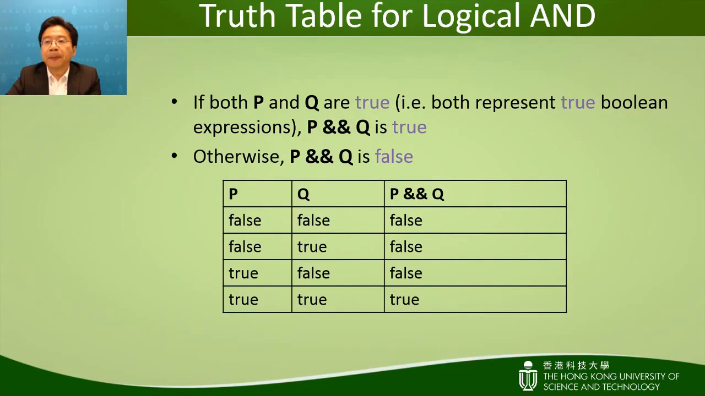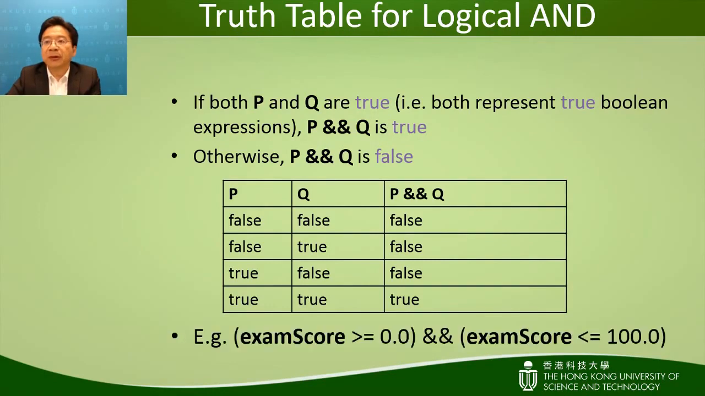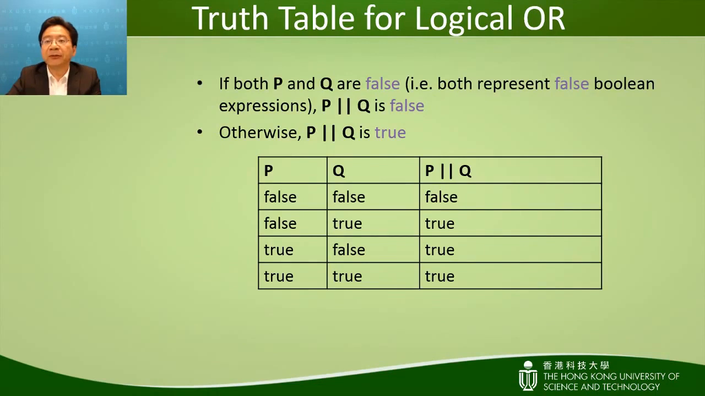For example, we have seen the condition for determining whether exam score is within range by the logical AND operator. It is true only if exam score is both greater than or equal to 0 and less than or equal to 100. Here is the truth table for logical OR. Given two Boolean expressions P and Q, the logical OR between P and Q will return false only if both of them are false. Otherwise, the result would be true.